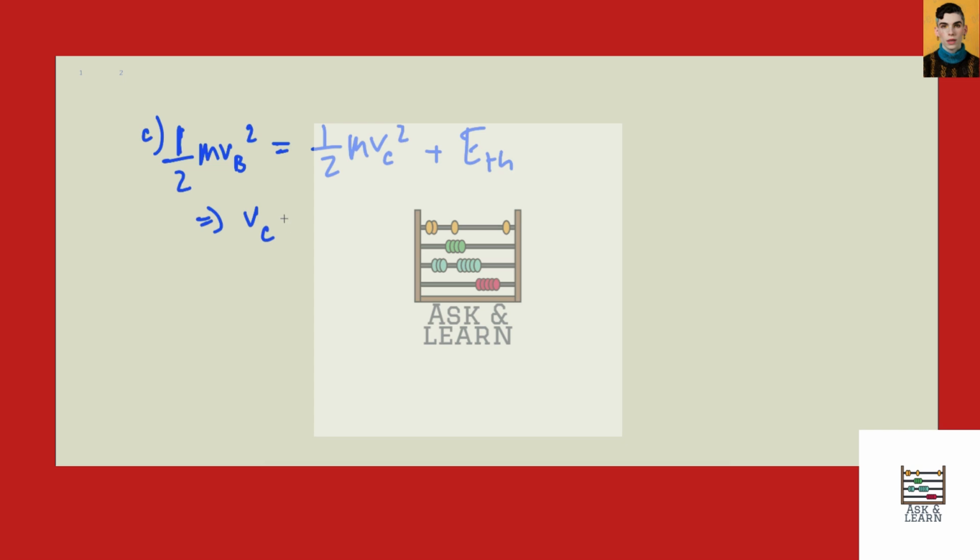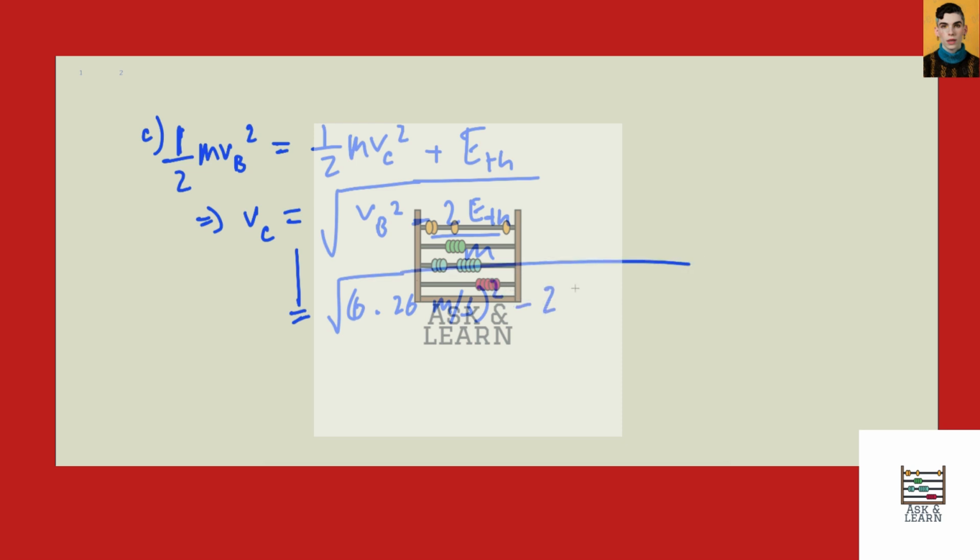Therefore, we can multiply both sides by 2 over m to get Vc equals the square root of Vb squared minus 2 times E thermal over m. And so that's Vb squared, with Vb being 6.26 as we just calculated, minus 2 times E thermal, which is 7.35 as we just calculated, over mass, which is 1 kilogram. And thus we have a velocity at C of 4.95 meters per second.